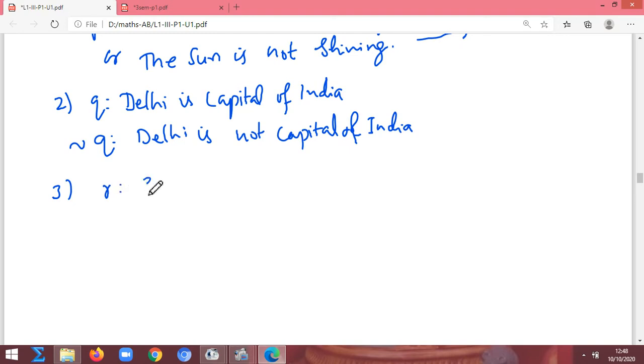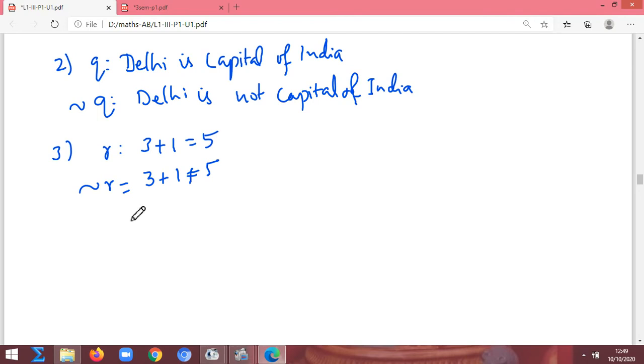The statement R says 3 plus 1 equal to 5. So mathematically we know that 3 plus 1 is not equal to 5. Okay. But a statement means it will have either true or false. So it is false, therefore it is a statement. So no worries about that, just go for negation. So how to negate this? 3 plus 1 not equal to 5. Yeah. So now whenever we have a statement P true, its negation P is false. If P is false, then negation is true.